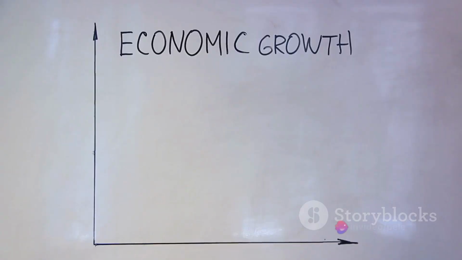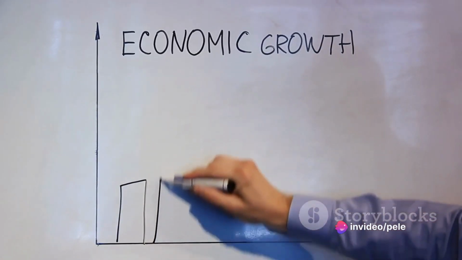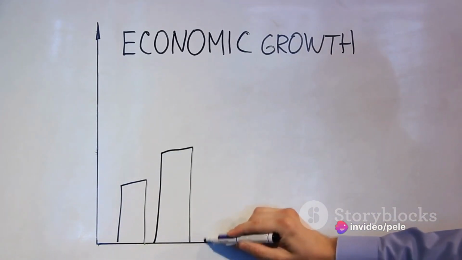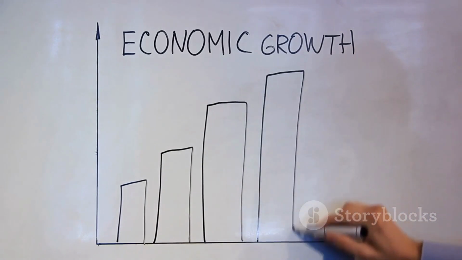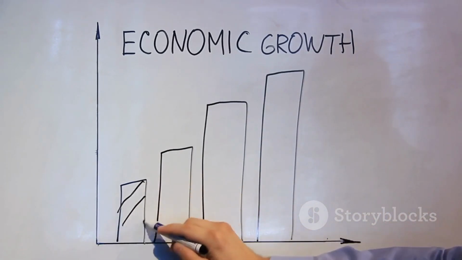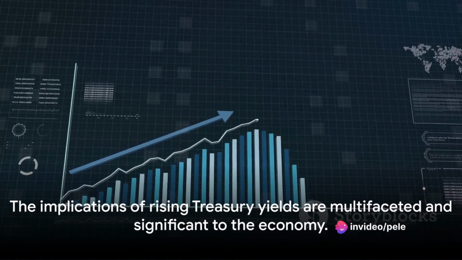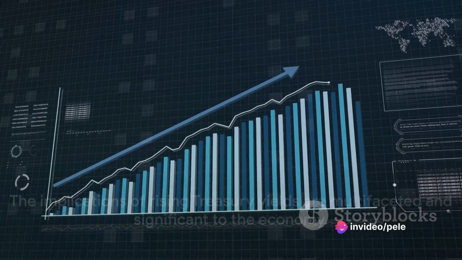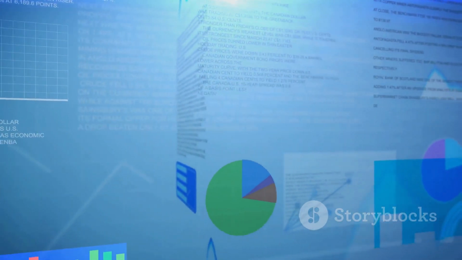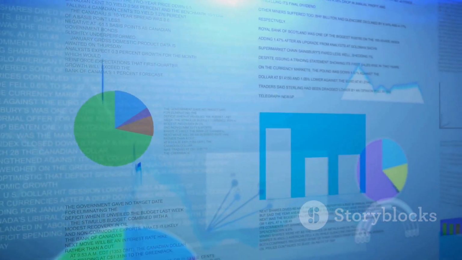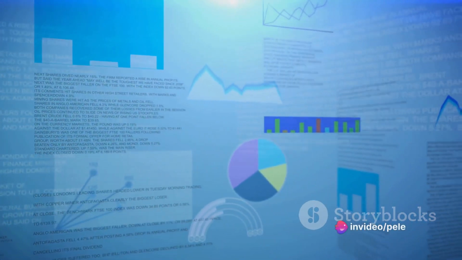In essence, the relationship between Treasury yields and the economy is complex and dynamic. Rising yields can be a sign of economic strength, but they can also trigger a chain of events that can slow down the economy and impact various sectors. The implications of rising Treasury yields are multifaceted and significant to the economy. The interplay between these factors is what makes understanding Treasury yields so crucial, and why their rise can cause a ripple effect across the globe.